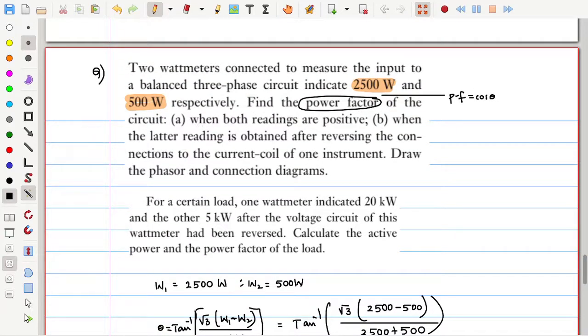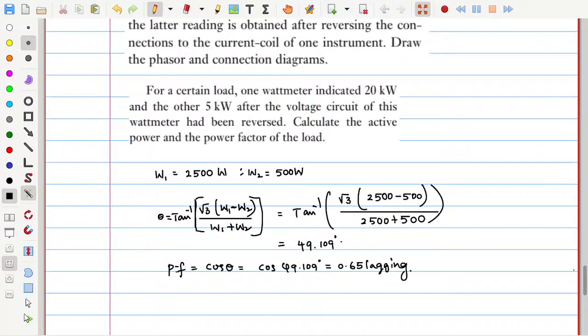Next, let us see the statements one by one. When both readings are positive, that is case one. Without reading this statement we continued, but what we ultimately need is the power factor for each case. Case A is when both wattmeters are positive. When both are positive, this is the power factor.